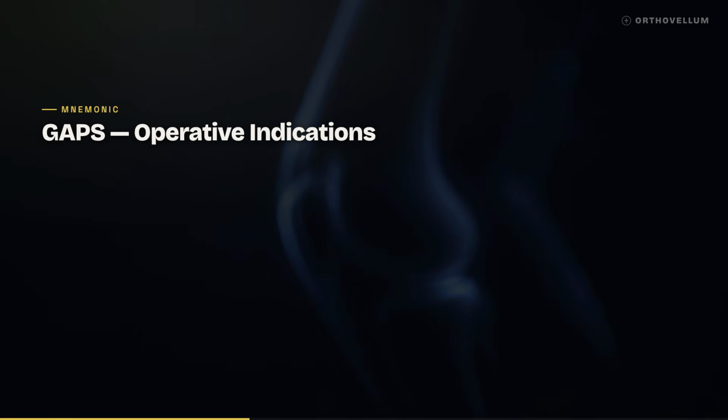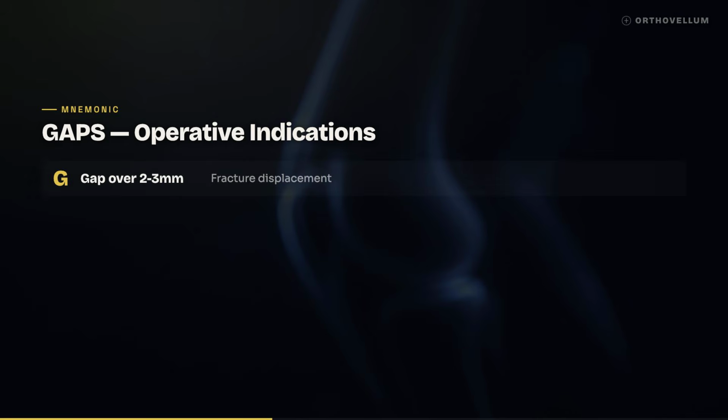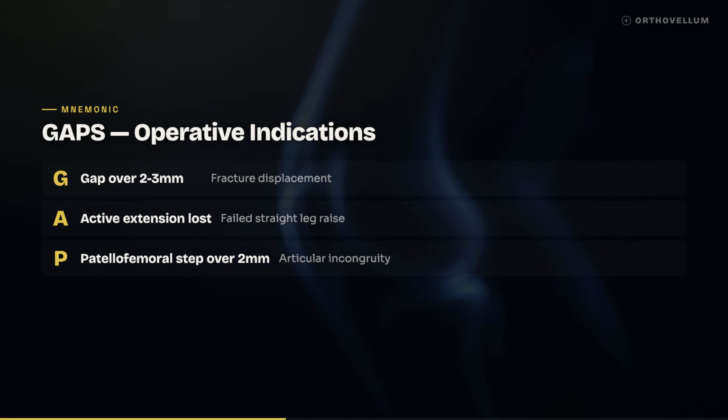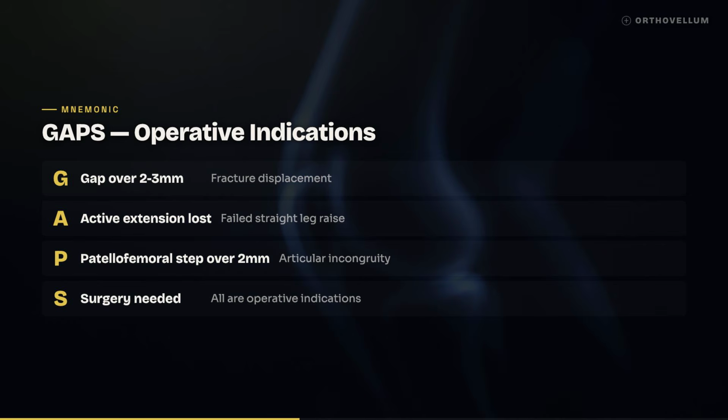reconstruct. When deciding between conservative and operative management, the GAPS mnemonic ensures you never miss a critical operative indication. You must consider surgery if there is a fracture gap over 2 to 3 millimeters, a loss of active knee extension, or a patellofemoral articular step exceeding 2 millimeters. If any of these features are present, the extensor mechanism or joint surface is sufficiently compromised to warrant fixation.